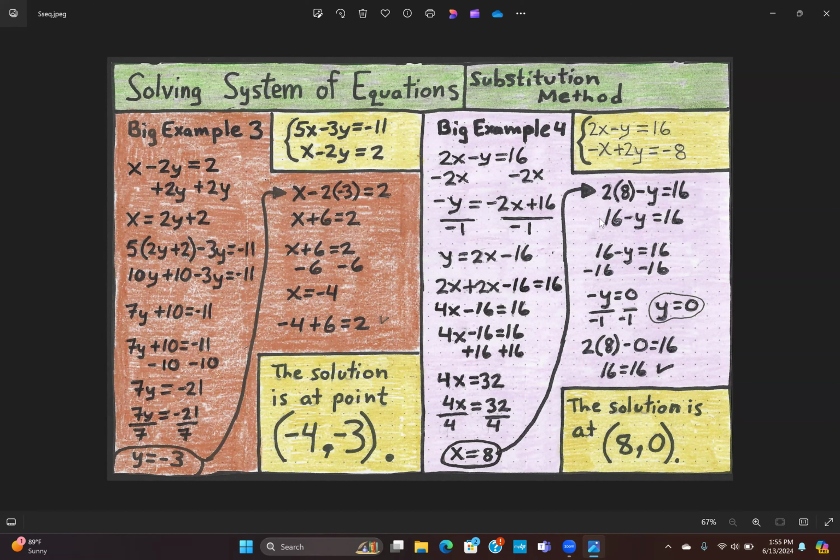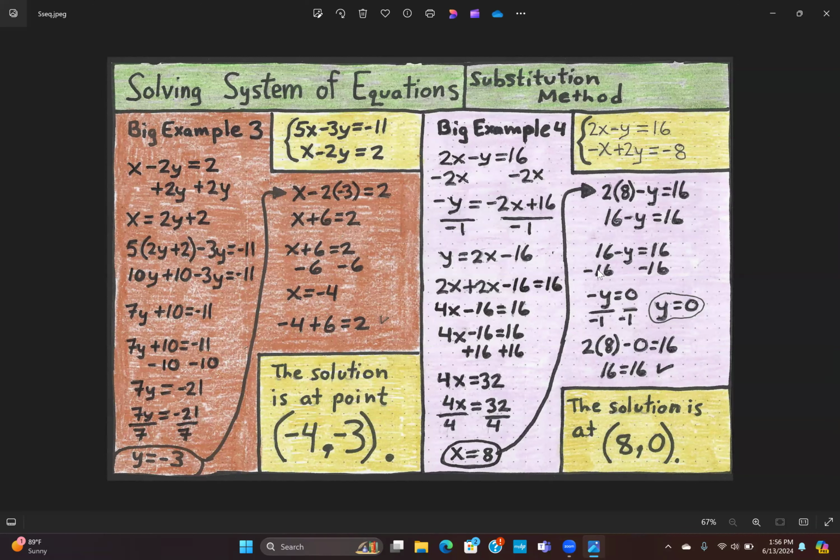And so now we're in good shape. Our next adventure is to use that 8 to help us find y. Let's go back to our top equation because it seems to be the easiest one to work with. Let us plug in that 8 wherever we see an x. And so now we have 2 times 8 minus y will give us 16. 2 times 8 is 16. 16 minus y will give us 16.